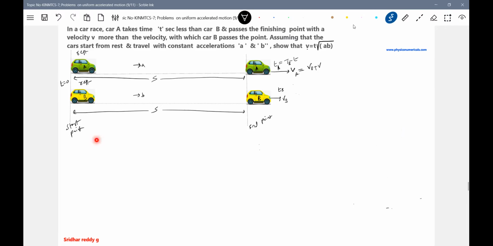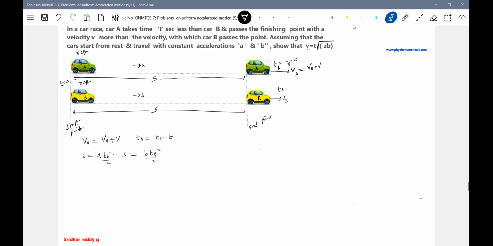So we know the condition given is VA is equal to VB plus V, and TA is equal to TB minus T. Unnecessary extra symbols, I got confused. And what about the distance covered? It should be the same. S should be equal to half A TA square and also equal to half B TB square.